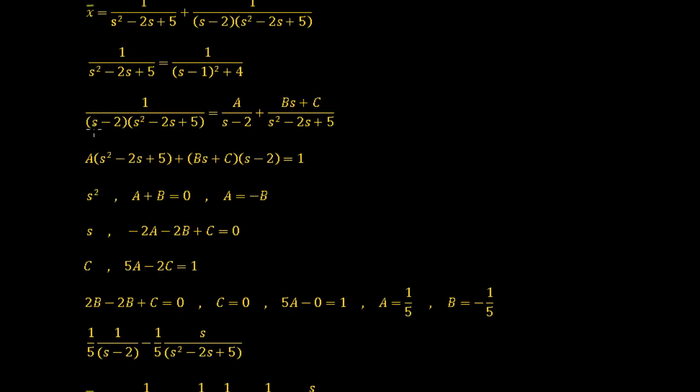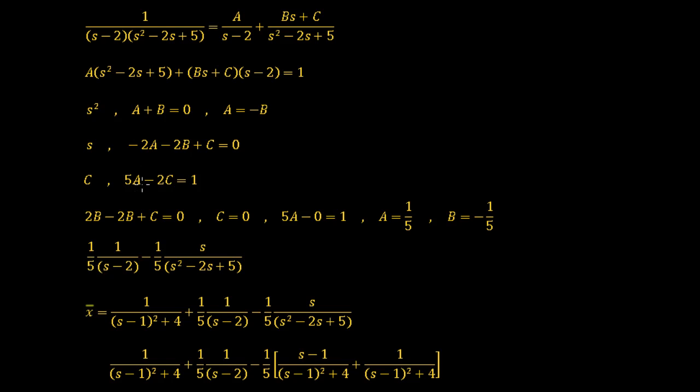We can then multiply throughout by the denominator here, as I've done, and we can take coefficients of s squared, coefficients of s and coefficients of the constant, and I'll leave you to work through those yourself. When you work through them, you're going to be left with the values c equals 0, a equals 1.5 and b equals minus 1.5. We put these back into the initial equation. It gives us 1.5 times 1 upon s minus 2 minus 1.5 times s upon s squared minus 2s plus 5.